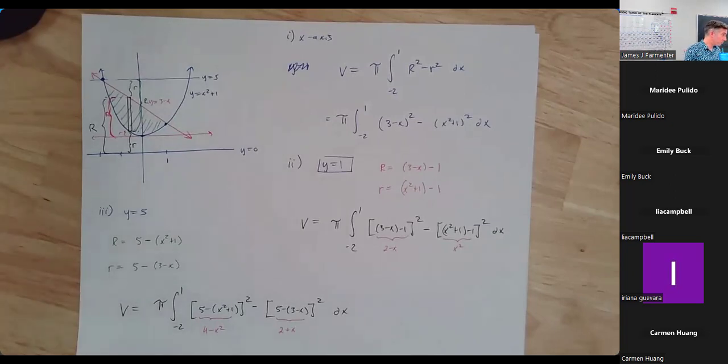Why is there 5 in front of the function instead of being subtracted from it? So the reason here is, so, okay.